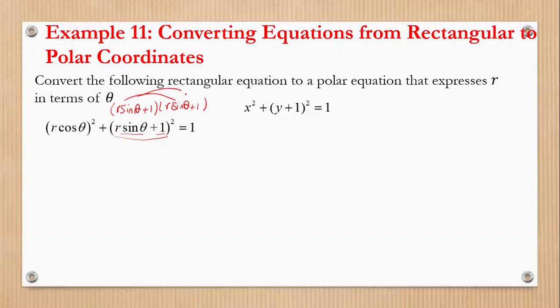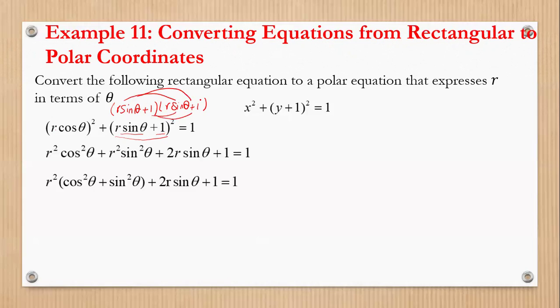And then multiply everything together, and we get this one. So r sine times r sine is r squared sine squared. R sine times 1, r sine times 1. Combine the like terms, it gives us 2r sine, and 1 times 1, which is 1, and bring down the other side of the equation.